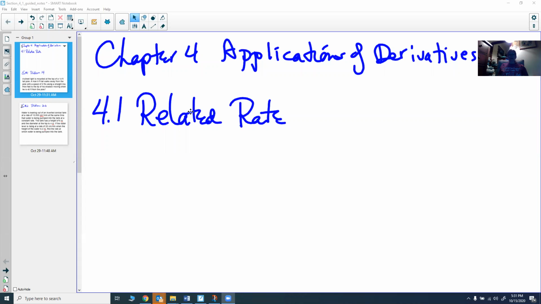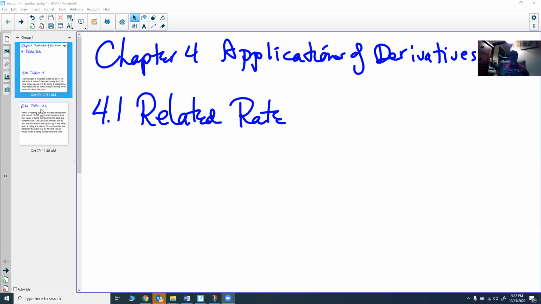So now we know what derivatives are and how to find them. We're going to start talking about some applications of derivatives. The first application we're going to talk about is something called related rates. Related rates is where you know that one quantity is related to another and you want to try to relate it to another one.